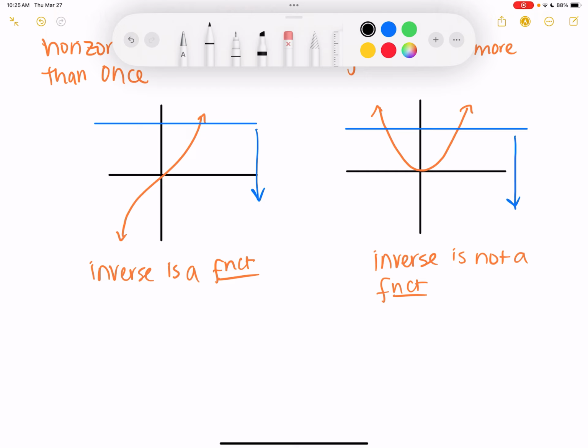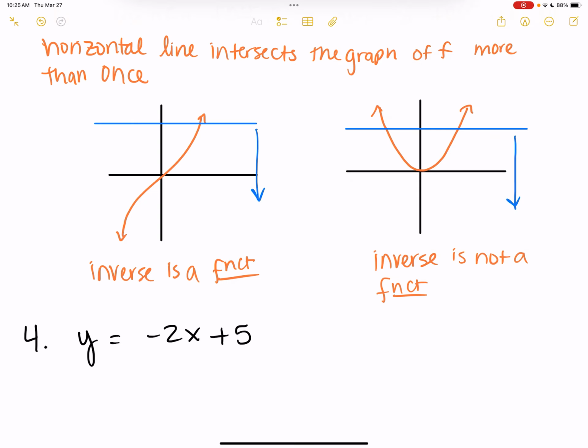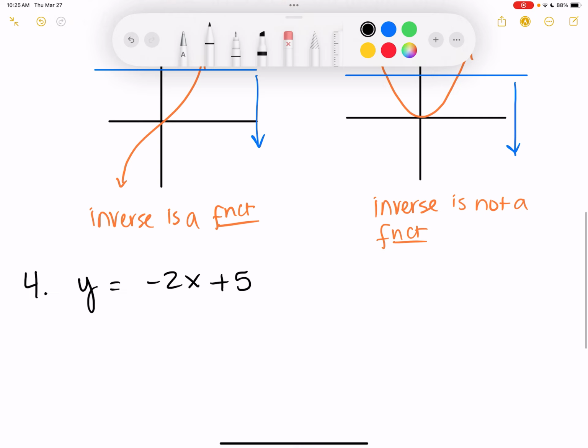Find an equation of the inverse relation. So we are finding the inverse. y equals negative 2x plus 5. So I'm going to swap x and y. I'm only going to write what I'm doing on this one. After that, I'm just going to do it. So swap x and y. So that means x goes here, y goes here. So I have x equals negative 2y plus 5. Now I'm going to solve for y.